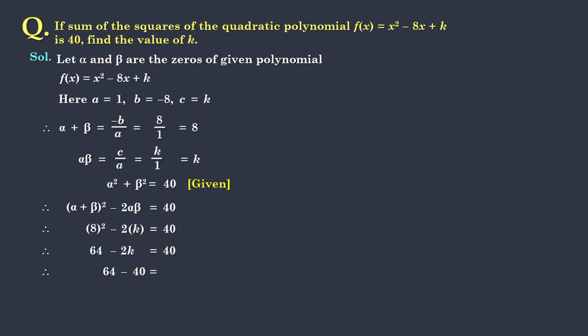Rearranging the equation, 64 minus 40 equals 2 times k. This gives 24 equals 2 times k. Dividing both sides by 2, we get k equals 12. Hence, the value of k is 12.